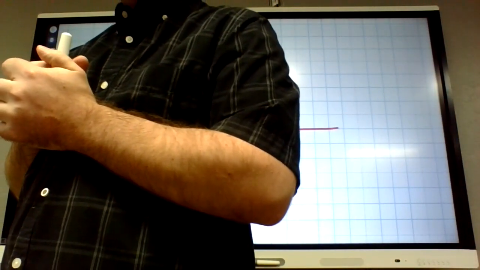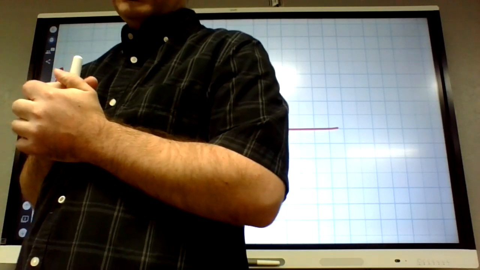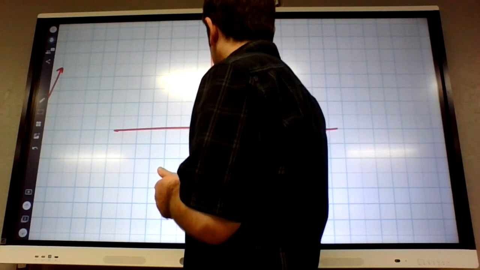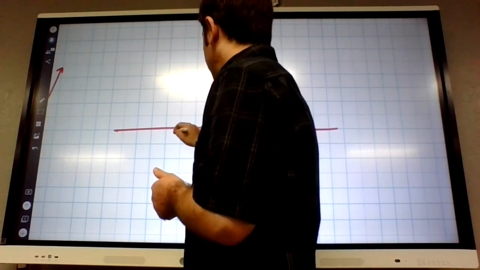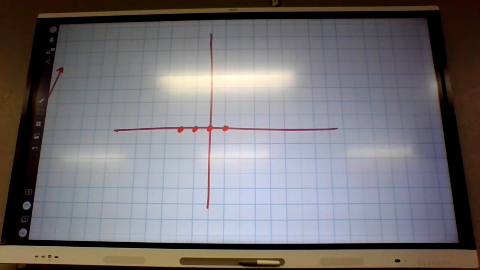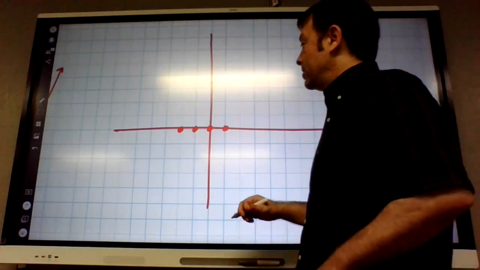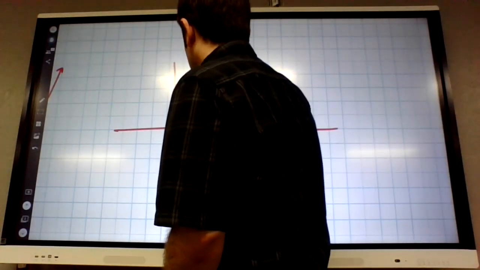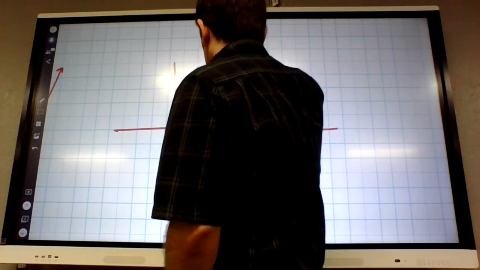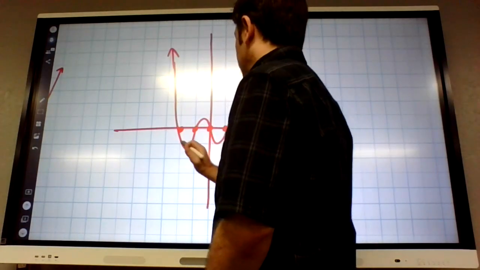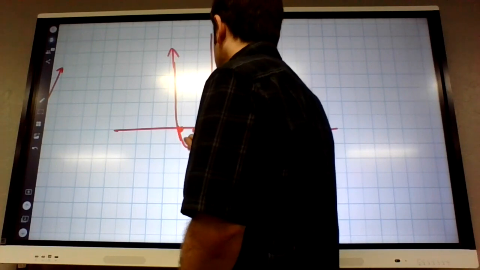Okay, what are the roots? 0, 1, -1, and -2. So it's very tightly packed. What shape did a quartic function take? W. So starting high, ending high. This will be a very squiggly W. Should be more, right.